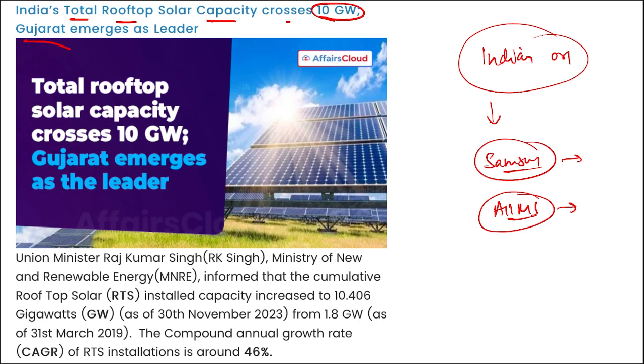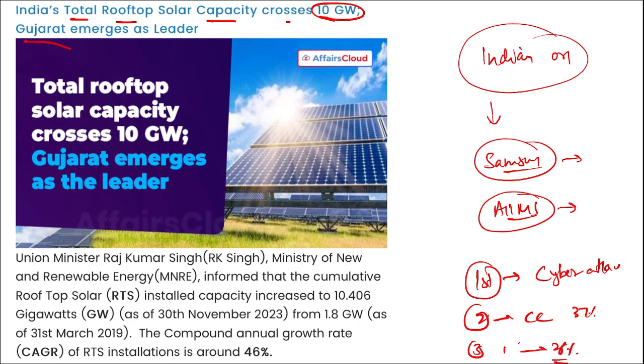So this data was released and it stated that Indian organizations are at the top in the risk of cyber attacks. Then climate change 37%, inflation 36% were the second and the third biggest threats for Indian organizations. Which is the first biggest threat? It is cyber attack. Second is climate change with 37%, and third was inflation with 36%. Right? And this report was released by PwC, that is PricewaterhouseCoopers. Correct? Next.